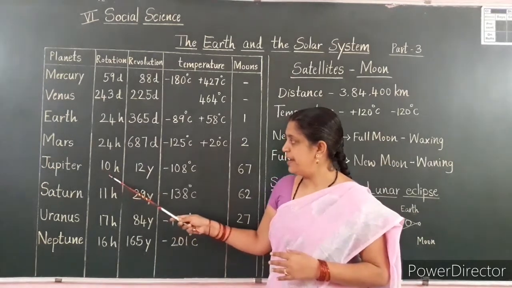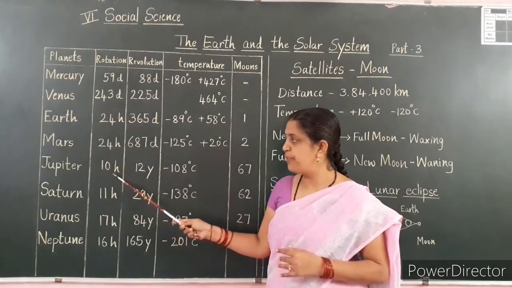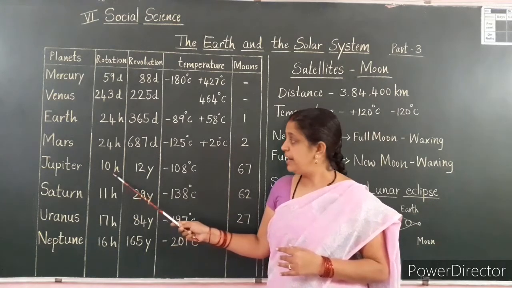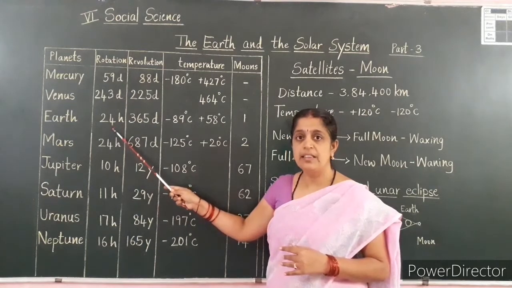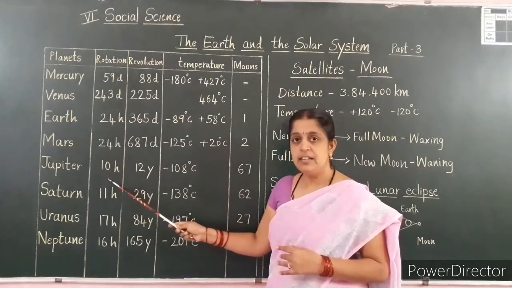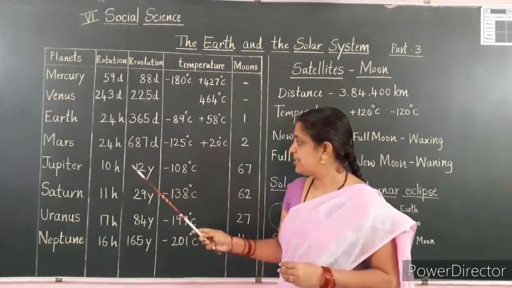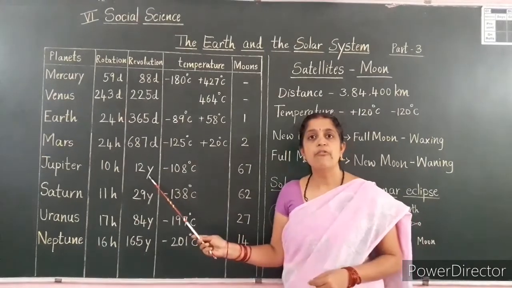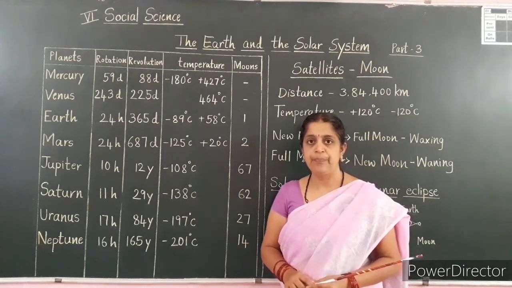It takes 10 hours for one rotation. So the rotation is very fast here, even faster than the Earth's. Earth takes 24 hours for one rotation, but Jupiter takes just 10 hours. Next, it takes 12 years for one revolution because of the lengthy orbit.